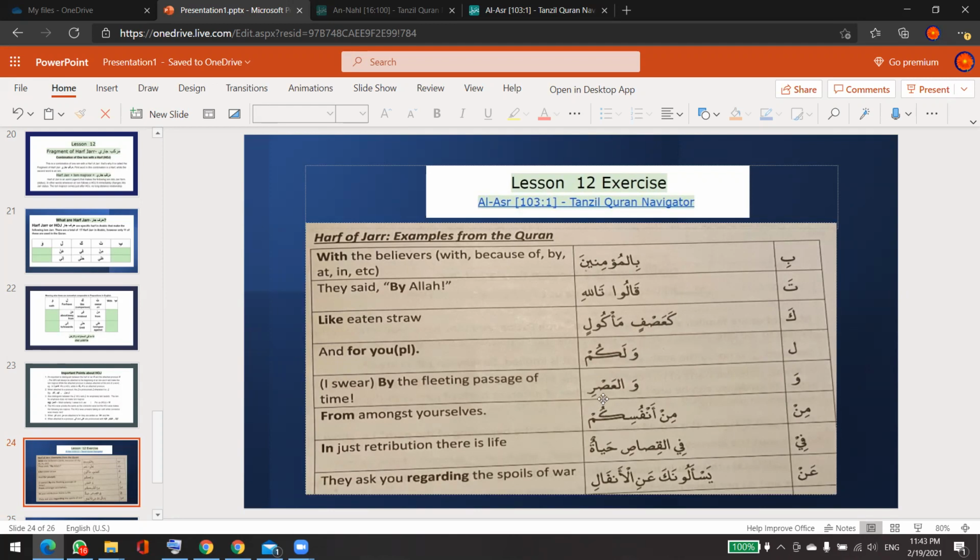Wal asri, we just saw, I swear by the fleeting passage of time. Min anfusikum, from yourselves. Fil qisasi, in just retribution. And an, regarding, about. Yes, yas'alunaka anil anfal, they ask you regarding the spoils of war. So an is regarding or about.